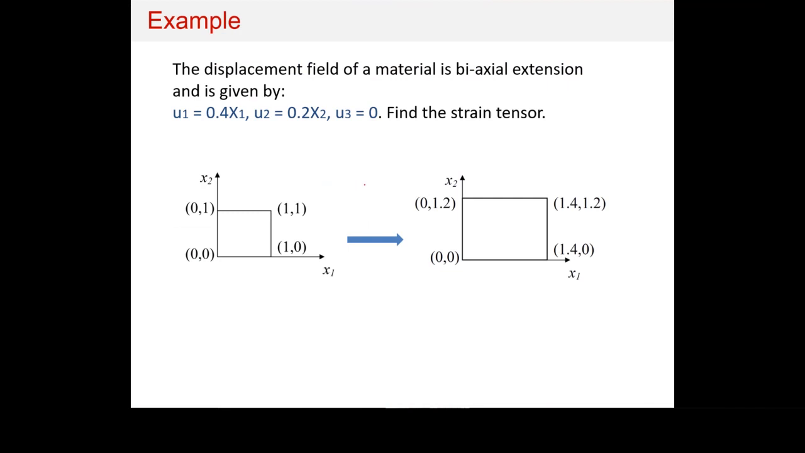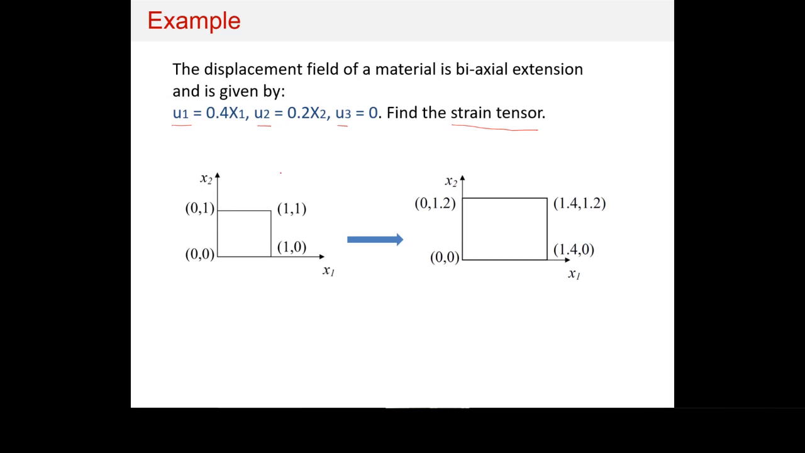So this is a set of relatively simple examples for you to see how the strain tensor would work. So the examples are relatively simple, but they would help you to see things better. All right, so the first example, we have a displacement field given by these components. So U1 is 0.4 x1, U2 is 0.2 x2, and U3 is equal to 0. And we want to find the strain tensor. So we are looking for the strain tensor.